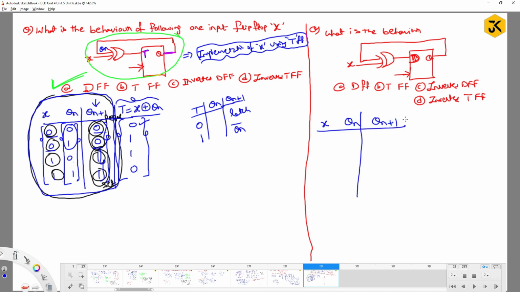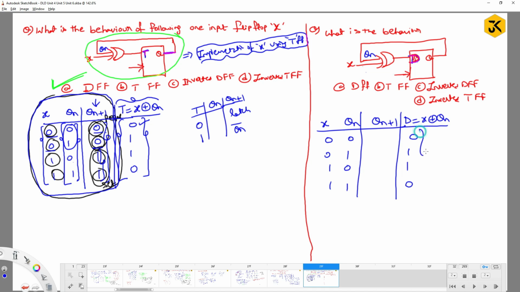This is my final output characteristic table. Observe 0 0, 0 1, 1 0, 1 1. If I would like to define this D, the D should be Qn XOR with X. So to get Qn plus 1, I first have to get the D value. D value is X XOR with Qn. So we are going to get 0, 0, here you are going to get 1, 1.